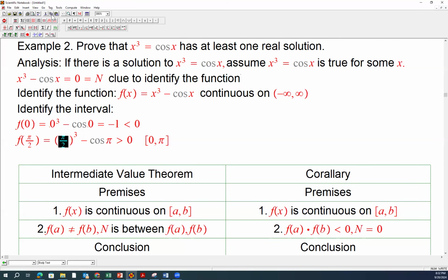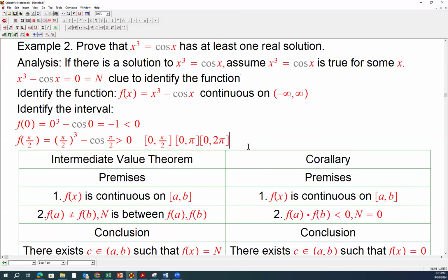Cosine pi over 2 is 0. So this is 0 and this is positive. So 0 to pi over 2 will work too. We get more than one choice, don't we? We can choose 0 to pi, and we have more choices, like 0 to 2 pi. That would do too. So we actually have many, many intervals, and we're going to decide which interval is going to be our choice.